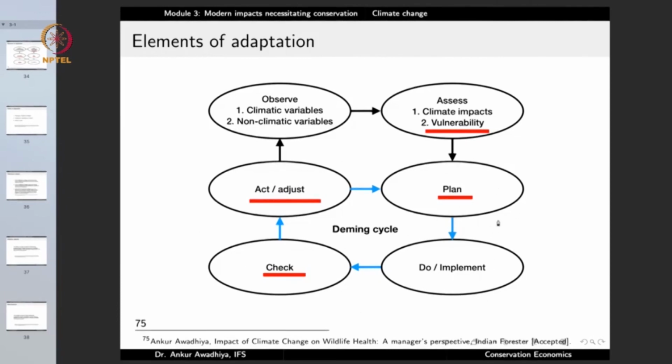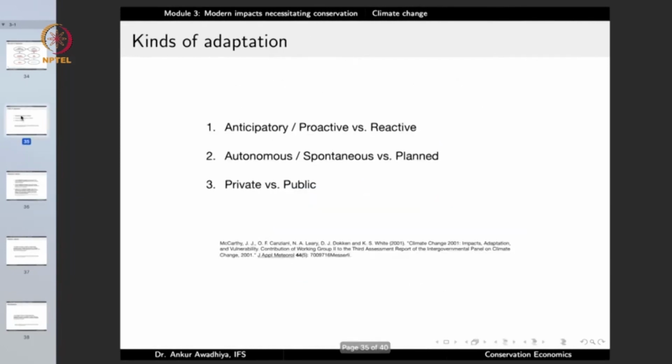So this is the Deming cycle: plan, do, check, and act. And in between, you make use of observations, you make a continuous assessment. Now, adaptation is of three different kinds. It can be anticipatory, that is proactive, or it can be reactive. So, anticipatory adaptation is an adaptation that is done before the negative consequences are being felt by your community. A reactive adaptation is done once the negative impacts are already being seen.